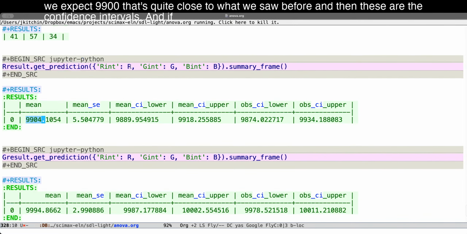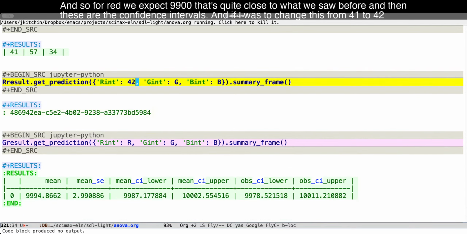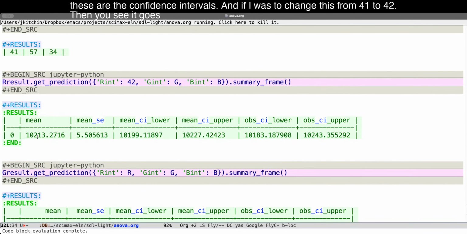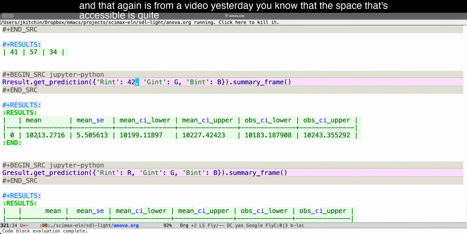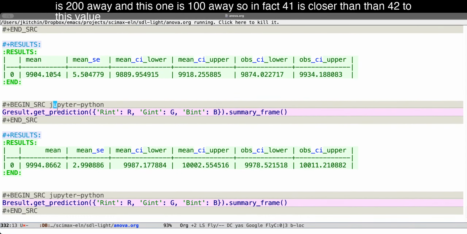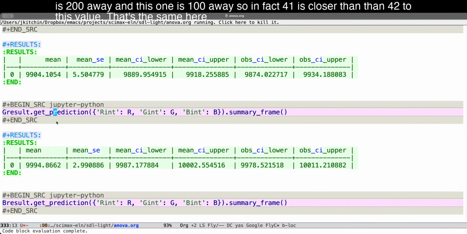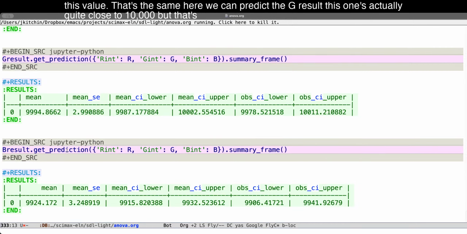And if I was to change this from 41 to 42, then you see it goes way above 10,000. And that again is from a video yesterday. You know that the space that's accessible is quite discretized. And so this one is 200 away, and this one is 100 away. So in fact, 41 is closer than 42 to this value. That's the same here. We can predict the G result. This one's actually quite close to 10,000, but that's certainly a coincidence.